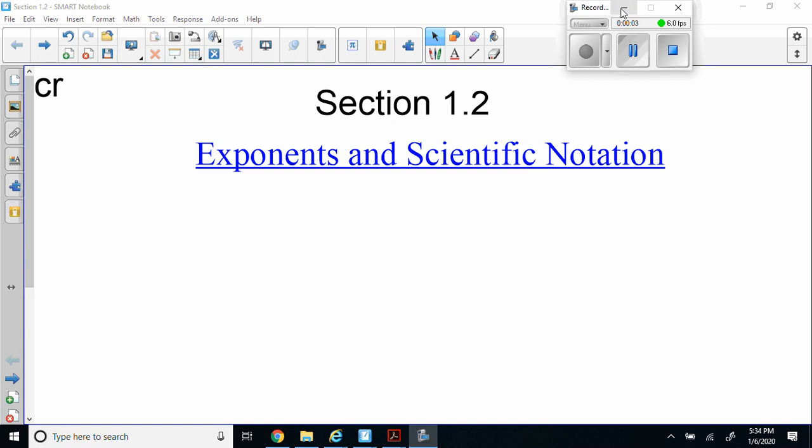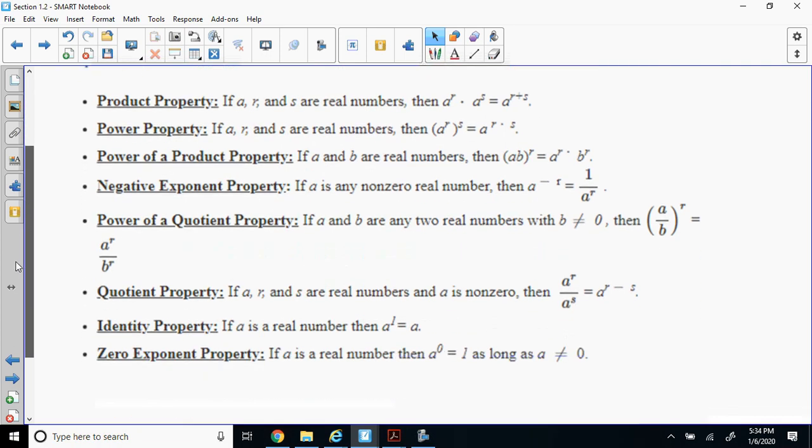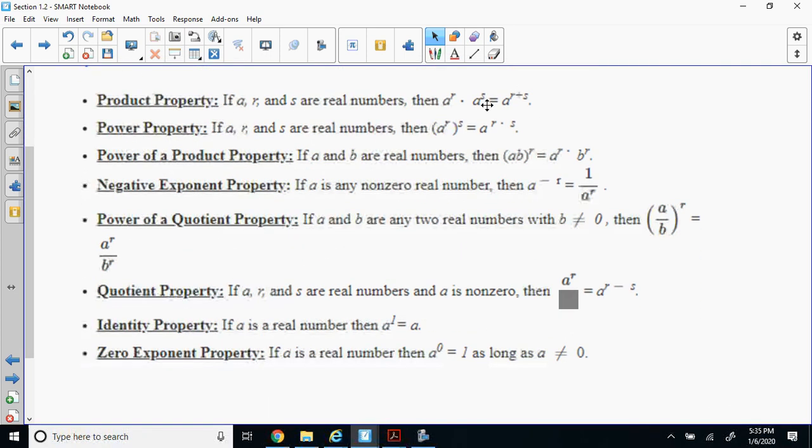Right, so chapter 1, section 1.2, exponents and scientific notation. So vocabulary: scientific notation. You know what scientific notation is, right? Be able to write big numbers and handle those, and then really, really small numbers. We'll talk about that at the end of it. And then you've got properties. The product property: when you multiply like bases, you add your exponents, right?